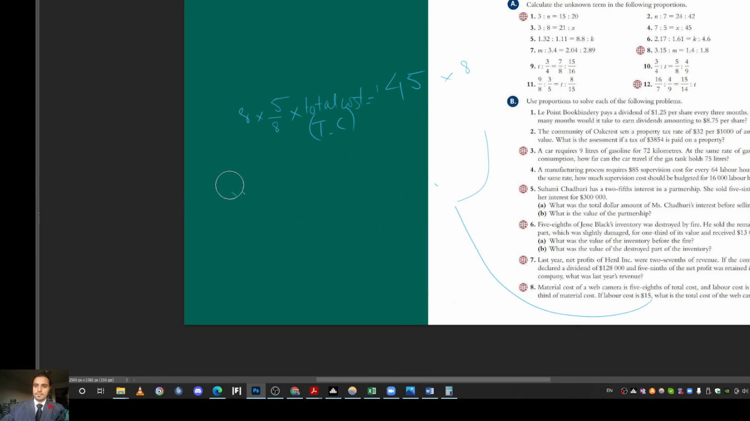These two get canceled while these two get multiplied. That becomes 360, and this becomes 5 times total cost. So total cost equals, you basically divide this by 5, divide this by 5, 5 and 5 get canceled, and I get 72. So we get the total cost is 72. So my friends, the total cost of the webcam is $72.